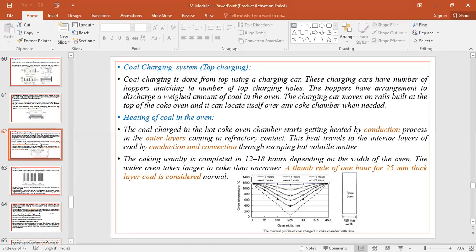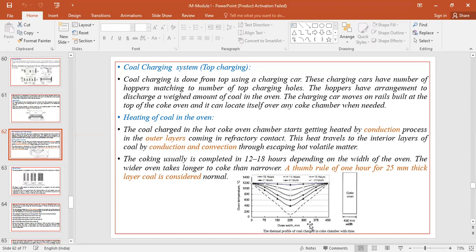and this will take place layer by layer. The cooking process takes place layer by layer. The coal layer which is adjacent to the walls of the oven will undergo the cooking process first, and then heat starts percolating from the wall to the center.